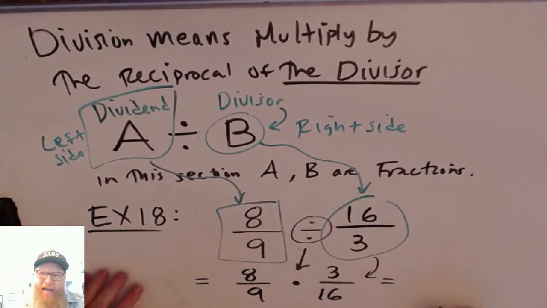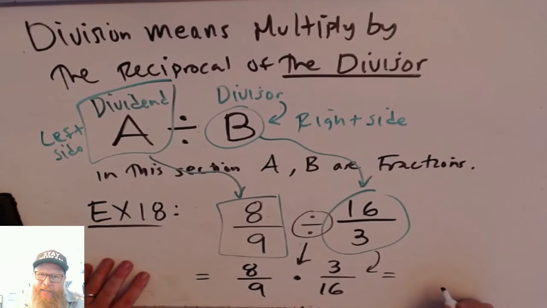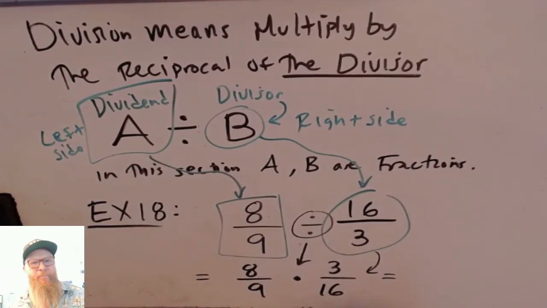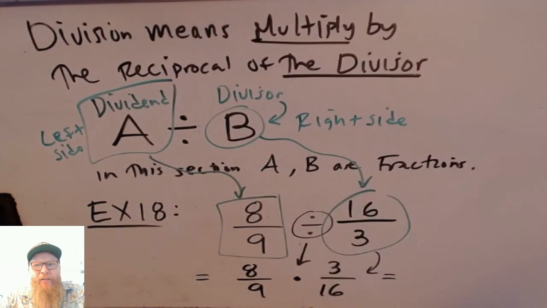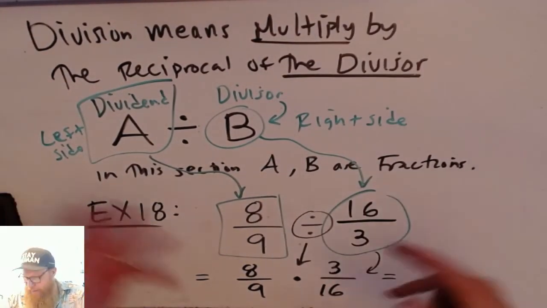So you're never actually going to divide. You're going to multiply. I love that. That means I don't have to spend the last 10 minutes talking about a new rule. It's the same rule that we just learned. You're just going to do it with the reciprocal.